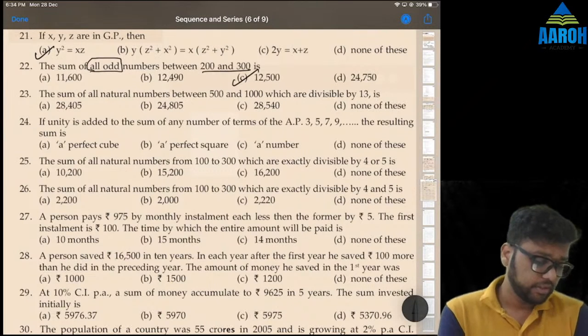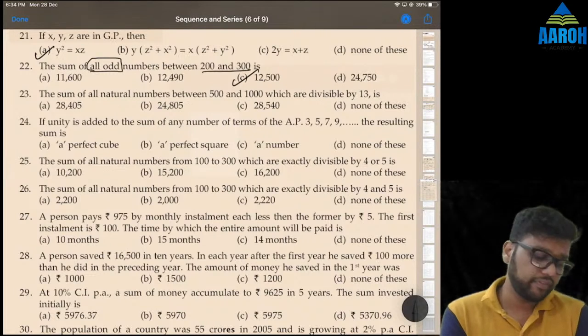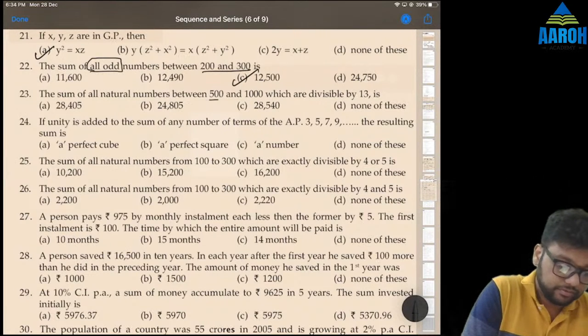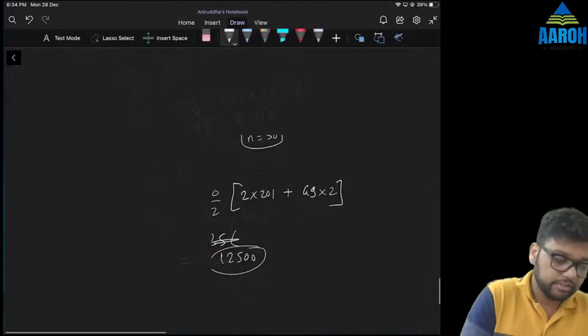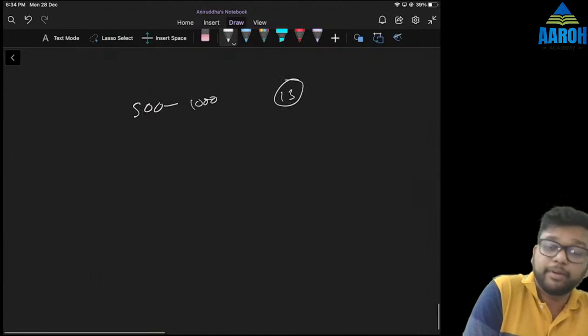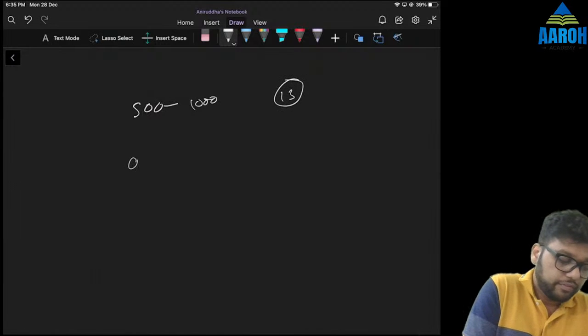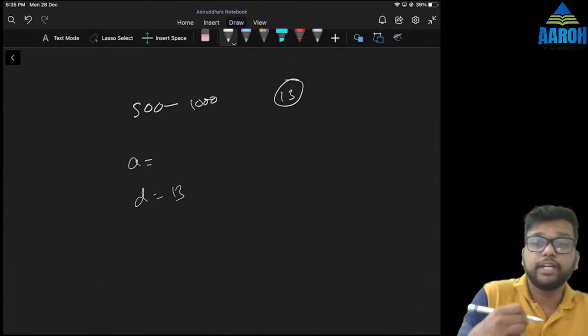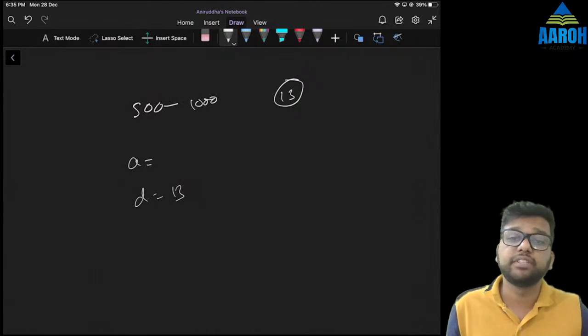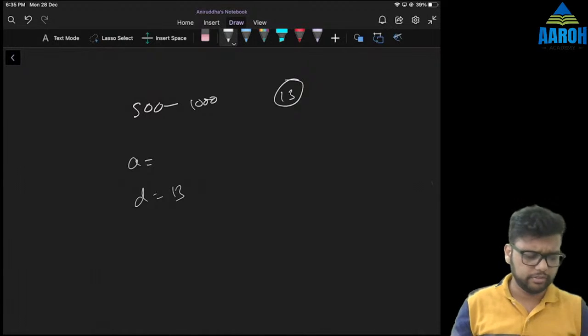23. Sum of all natural numbers between 500 and 1000 which are divisible by 13 is. Again a similar question. Between 500 and 1000 we want them to be divisible by 13. The common difference is going to be 13 because they are divisible by 13, right? Let's check what is the first number after 500 which is divisible by 13. No background noise. Okay, good.